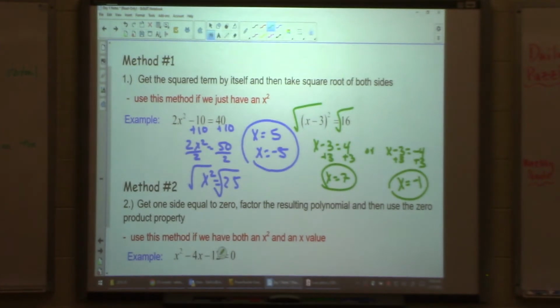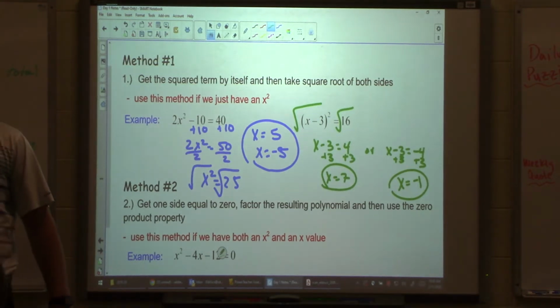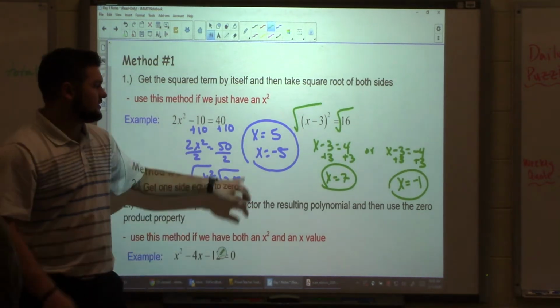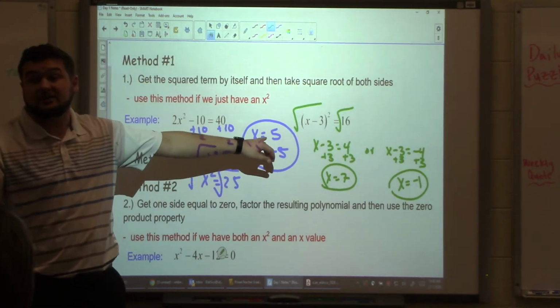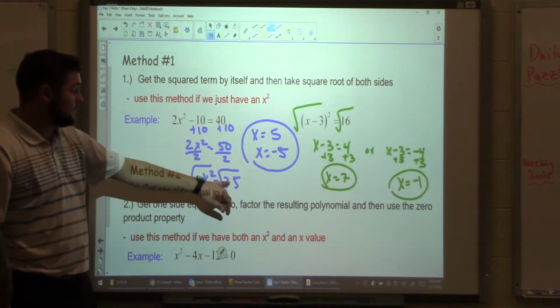And the reason we say plus or minus is because we don't know what's negative or positive. You're saying in this one, why we say plus and minus? Yeah, because we don't know. x could be positive 5 when we get 25.